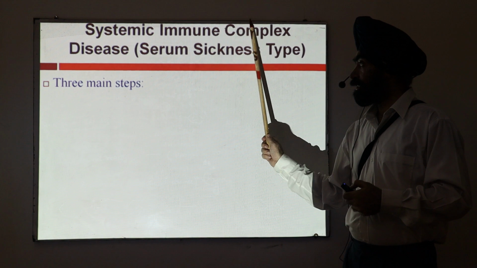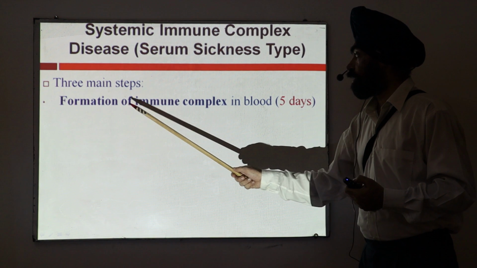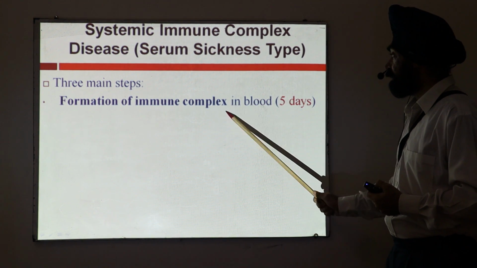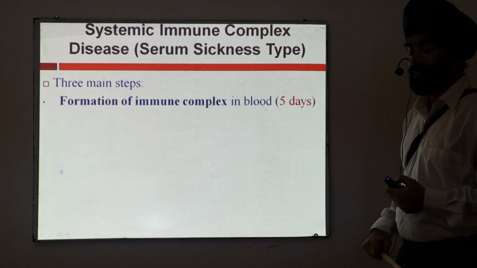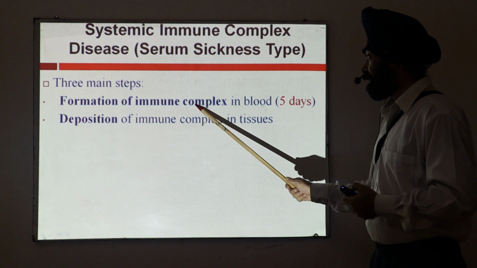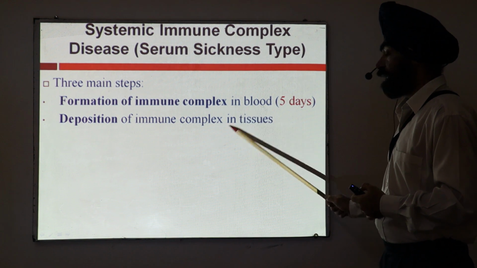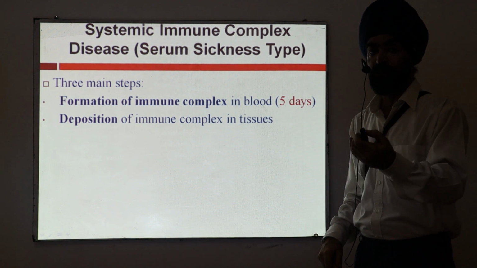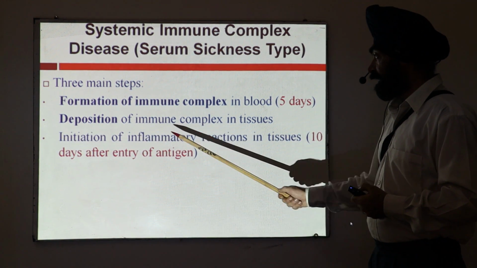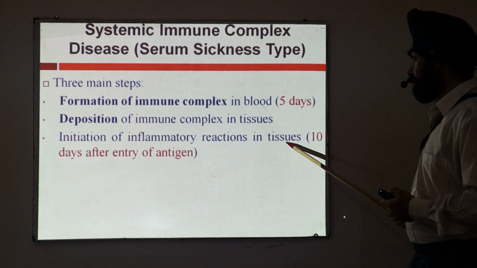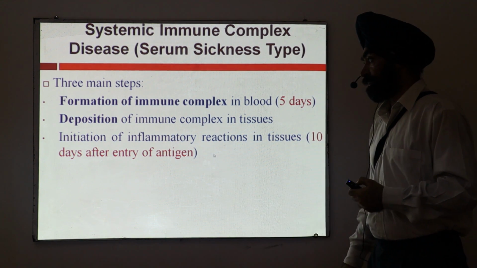So we have to divide this whole reaction into three main steps. First is, as I told, formation of immune complex in the blood. Here this is the important word, in the blood. And it will take approximately 5 days. Then this immune complex, which is in the blood, will move from the blood and be deposited in some tissues. Let's say it may go into the kidneys, it may go into the liver, it may go into the joints also. Then after the deposition, there is initiation of inflammation in the tissues, and it will take approximately 10 days after entry of the antigen.